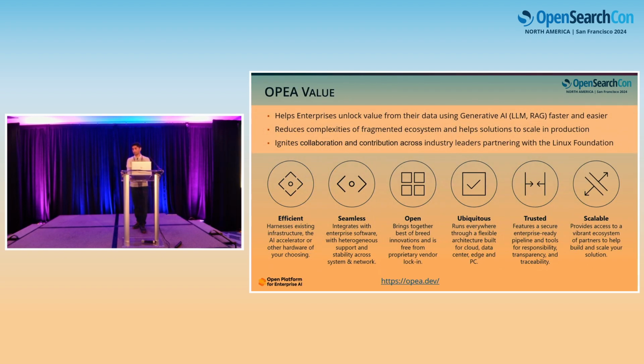So these are just some of the values that OPEA has. They want to make an open reference architecture, which is efficient, seamless, ubiquitous, trusted, and scalable. At the same time, we want to keep it open so it can continue the theme of innovation that open source brings. So when you have architectures that are open, shared, you could essentially plug and play the components you want. You could swap your hardware.